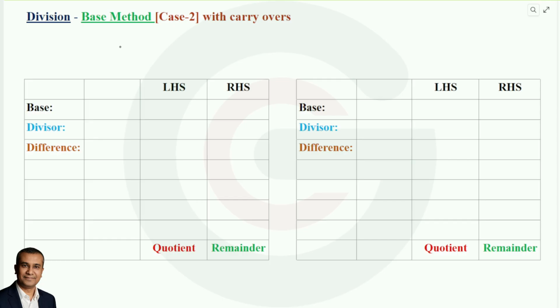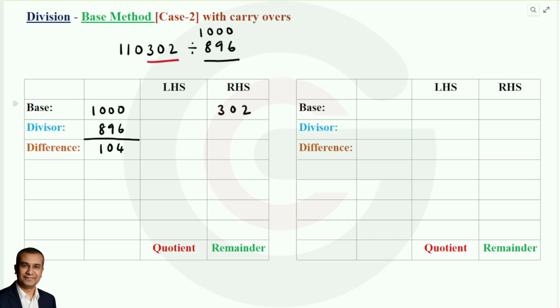So example, let's say I need to divide 110302 divided by 896. So what is the base here? 1000, that is 1000. So write the base here 1000. Write the divisor, that is 896. Now 1000 minus 896 we get 104. Now the dividend is having 6 digits and the base is having 3 zeros. So therefore we have to write 3 digits on the right hand side. That is 302 on the right hand side and remaining 110 on the left hand side.